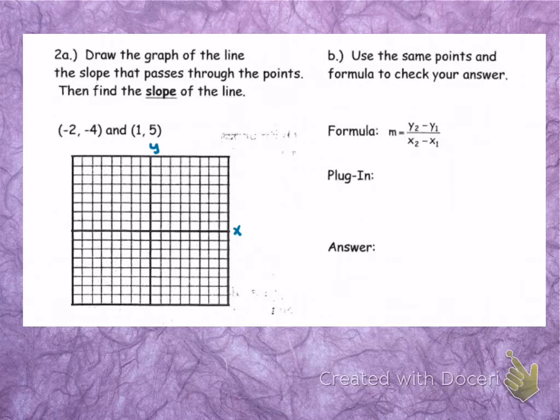So if we're looking at -2, -4, that means we would count over -2 and up to -4. And so that's where that point would be. Oh, no, I'm sorry, that's incorrect. -2, -4: 1, 2, 1, 2, 3, 4. So over to -2, down to -4. And then 1, 5 would be +1 across to the right, up 5. So 1, 1, 2, 3, 4, 5.